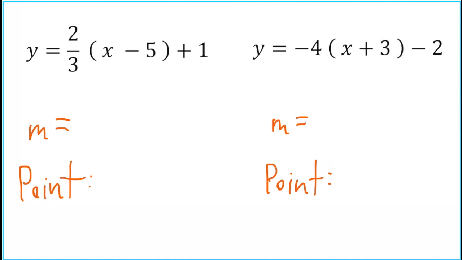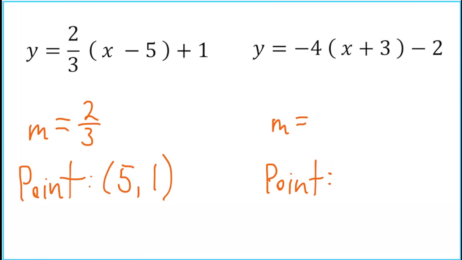So we have y equals 2/3 times x minus 5 in parentheses plus 1. So our slope is simply 2/3. And then our point that this line passes through, since it says x minus 5, our x1 value is 5, and our y value is 1.